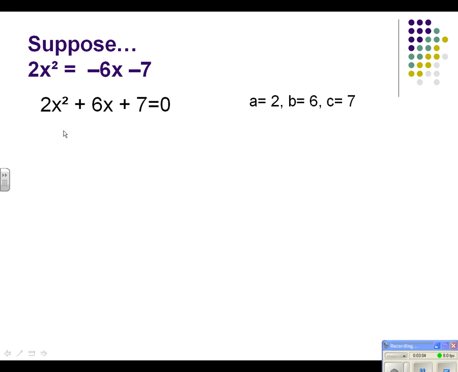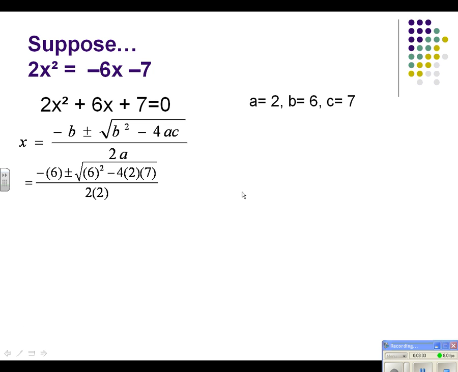Suppose I have a problem like this. I've got 2x squared equals minus 6x minus 7. Originally, it's not in standard form, so I'll go ahead and rearrange it. I'm going to add 6x to both sides and then a 7 to both sides to get it in standard form. Once I have it in standard form, I'm going to identify the a, the b, and the c. A is 2, b is 6, and c is 7. Then I'm going to write my general form. X equals minus b plus or minus the square root of b squared minus 4ac all over 2a. Then I'm going to plug my values in. I have a minus 6 plus or minus the square root of 6 squared minus 4 times 2 times 7 all over 2 times 2.